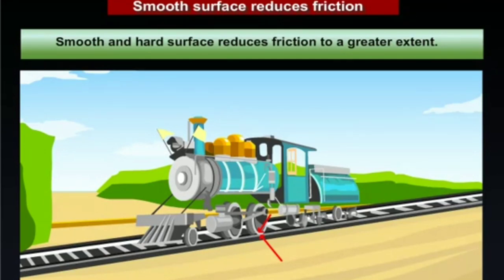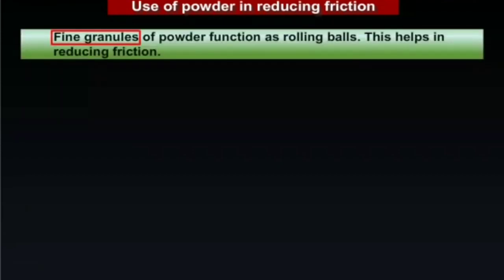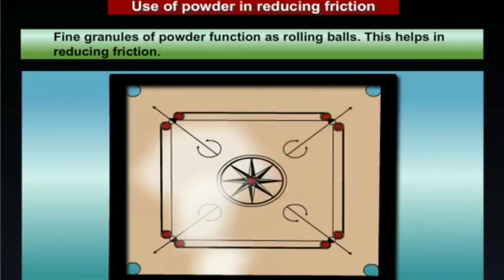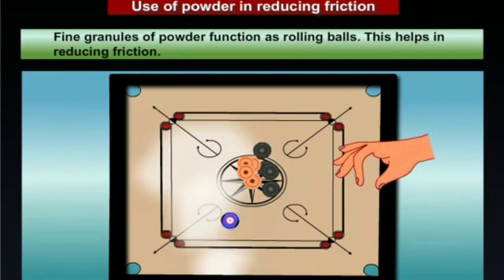Use of powder in reducing friction. Fine granules of powder function as rolling balls. This helps in reducing friction. The best example to understand this is the game of carom board, where powder is frequently used for the smooth movement of coins.